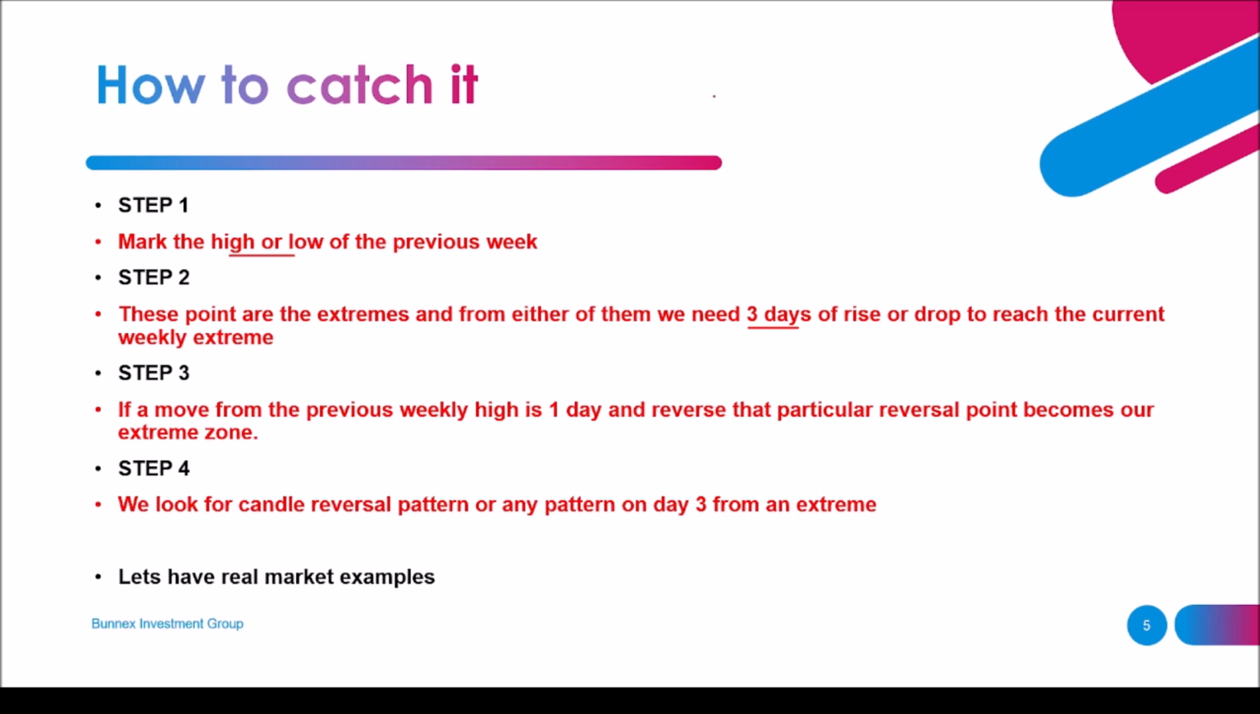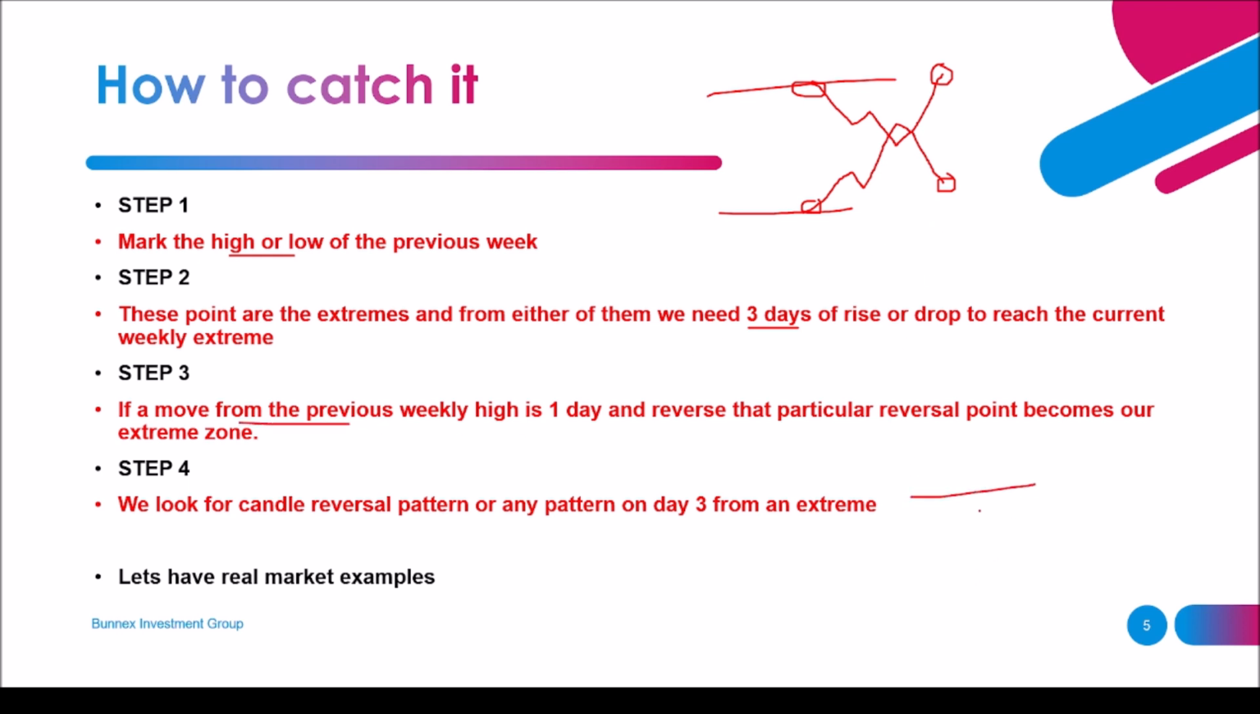We are saying the first step is to mark the high and low of the previous week. Let's say this was the high. If we get 3 days from this high of the previous week, or if we get 3 days from the low of the previous week, these are the extreme points of the current week, and we call those points the points of midweek reversal. Step 3, in some cases, a move from the previous week is only 1 day, right?